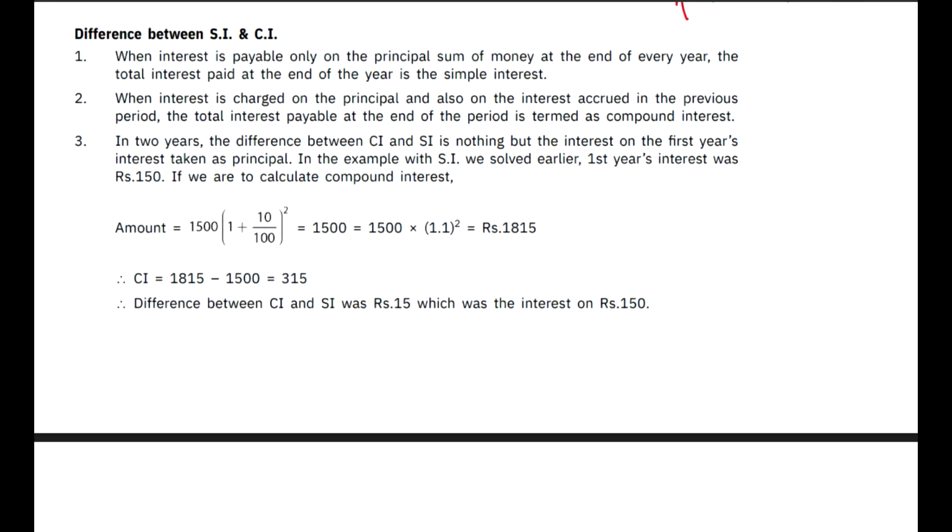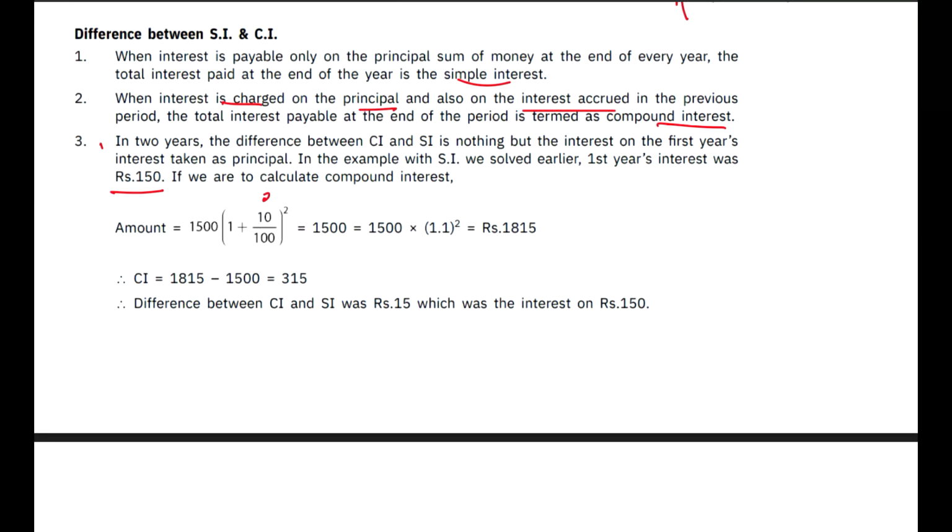When interest is payable only on the principal sum of money at the end of every year, the total interest paid at the end of the year is called simple interest, and when the interest is charged not only on the principal but also on the interest accrued, then it is compound interest, that I already told you. So in 2 years, a simple example is, in the first year if I have taken 1500 rupees, what is my first year's interest? 150 at the rate of 10%.